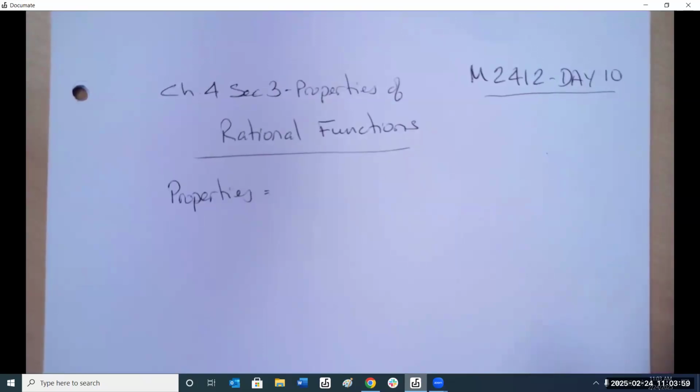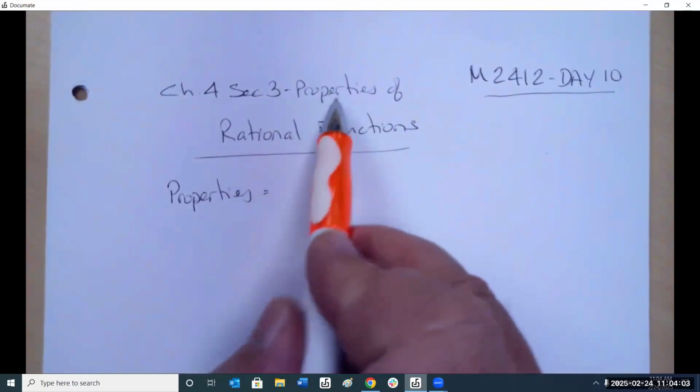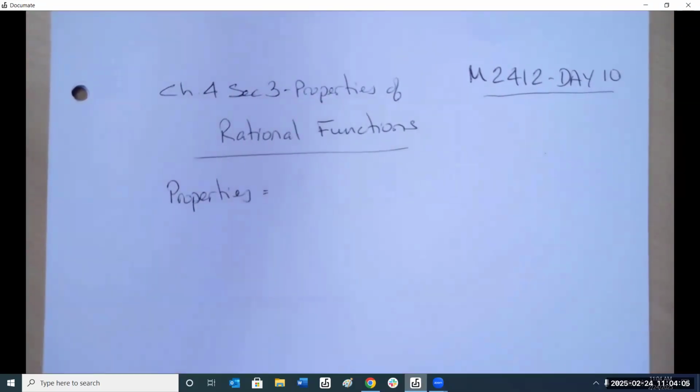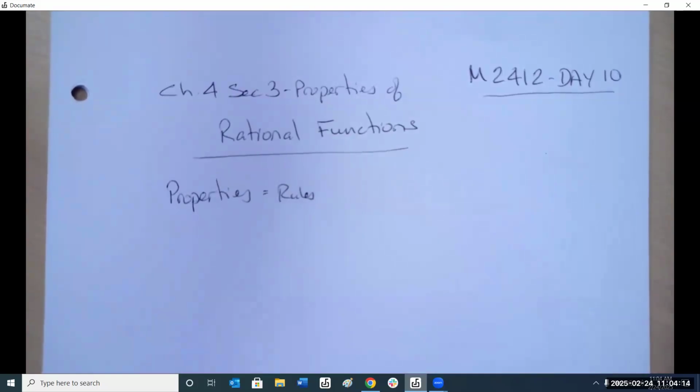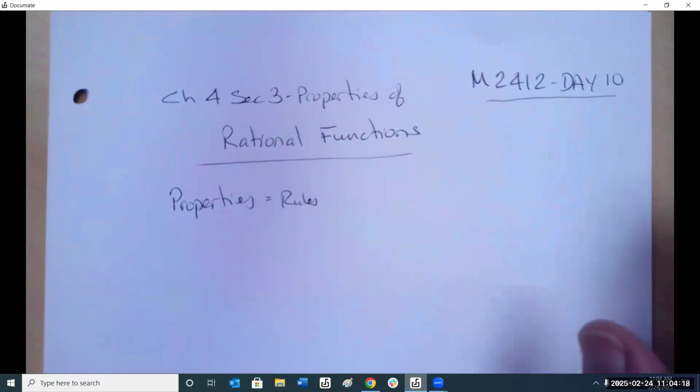That's chattel. That's one type of property, but not this type of property. Like, the property of rational functions is not a land of rational functions. But no, rules. Yeah, that's the best way to say it, is rules. These describe what we cannot do, what's supposed to happen, what's not supposed to happen.